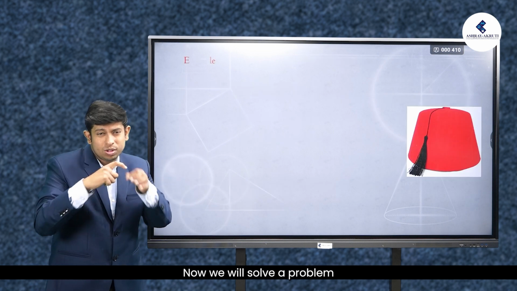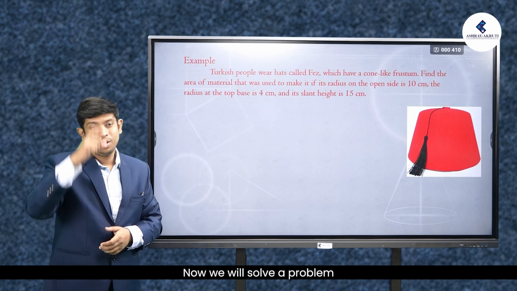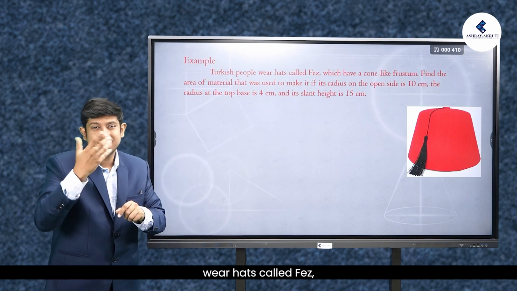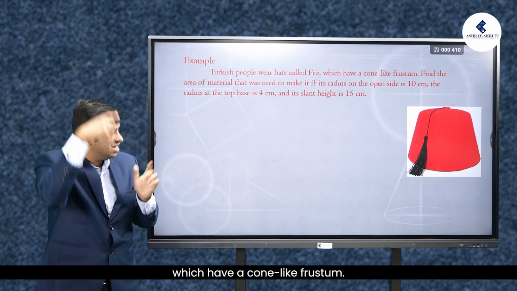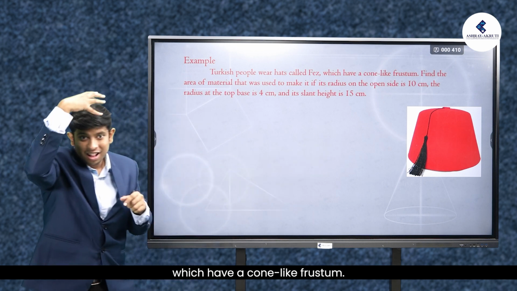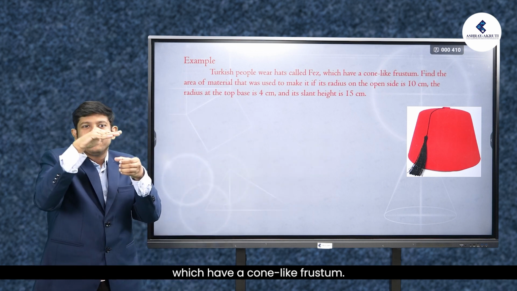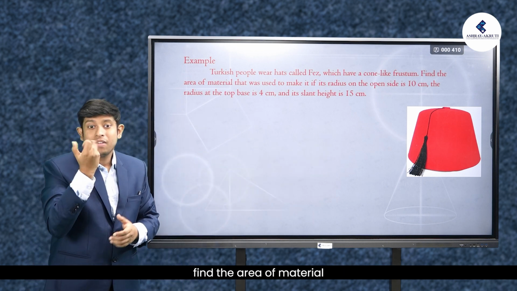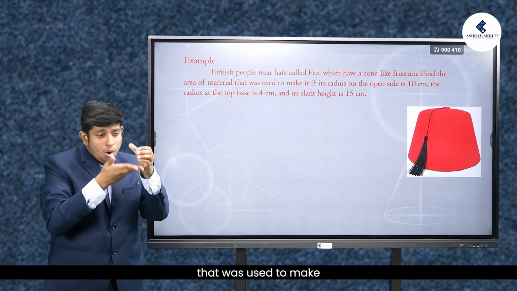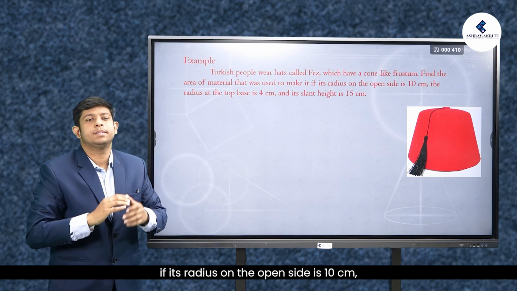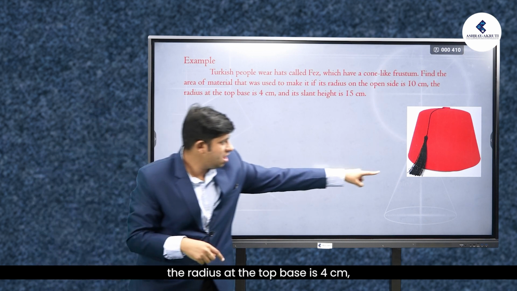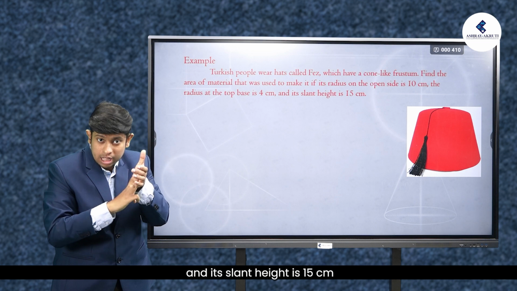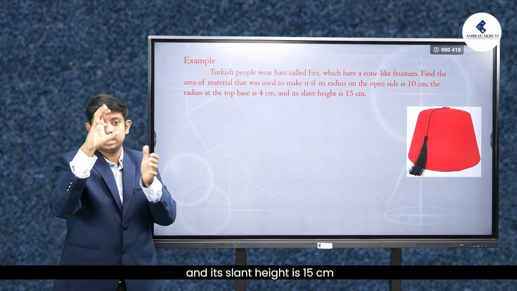Now we will solve a problem. Turkish people wear hats called fez, which have a cone like frustum. Find the area of material that was used to make if its radius on the open side is 10 cm, the radius at the top base is 4 cm and its slant height is 15 cm.